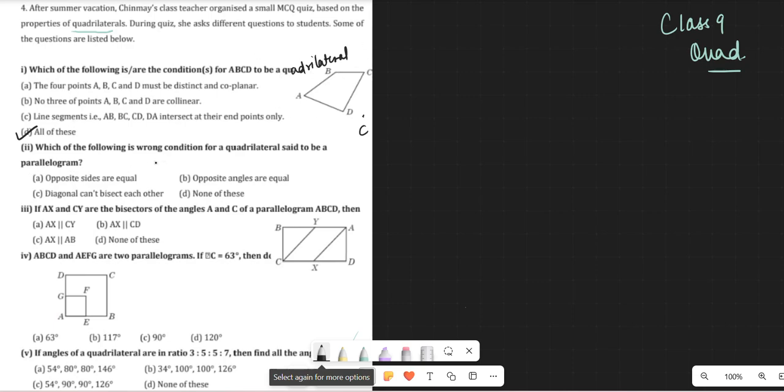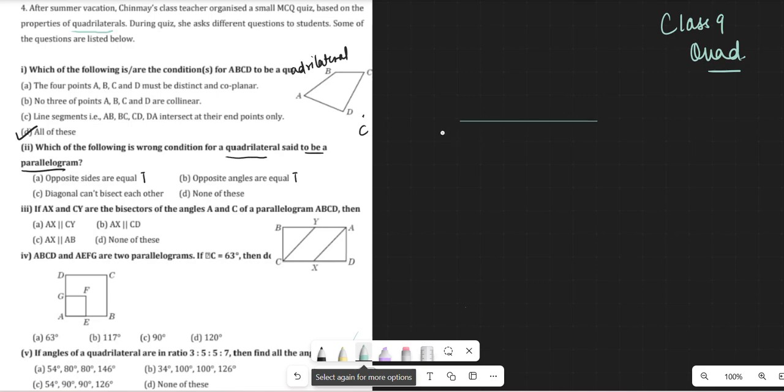So which of the following is a wrong condition for a quadrilateral to be a parallelogram? So when a quadrilateral becomes a parallelogram, what are the properties of a parallelogram, and which of the following is a wrong condition? Opposite sides are equal in case of a parallelogram. This is true. And opposite angles are equal, obviously. Opposite angles are also equal. It says diagonals can't bisect each other.